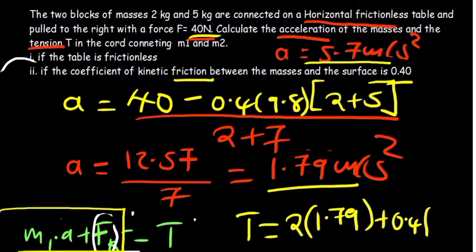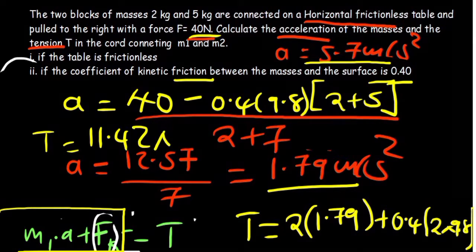So what is the weight? The weight is going to be 2 by 9.8. Okay, so get your calculator and plug in there. We have 2 multiplied by 1.79 plus 0.4 multiplied by 2 by 9.8. So our tension in this case is 11.42 newtons.